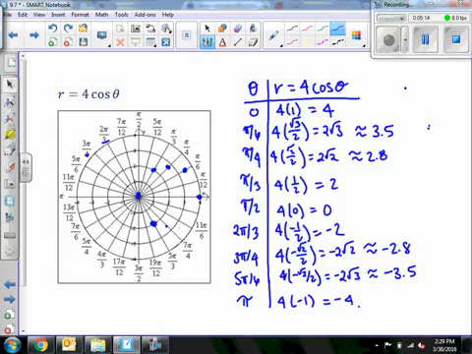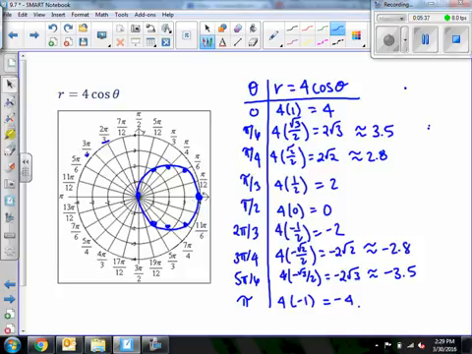That's 3.8. 2.8 is putting me here. 5π/6 is going to be a negative 3.5, which is going to put me here, which is actually 3.5, and 11π/6. And then π puts me at negative 4, which actually puts me at this first starting point again. So what we have created here, connecting the dots, is almost like a circular shape, like an egg-like shape.